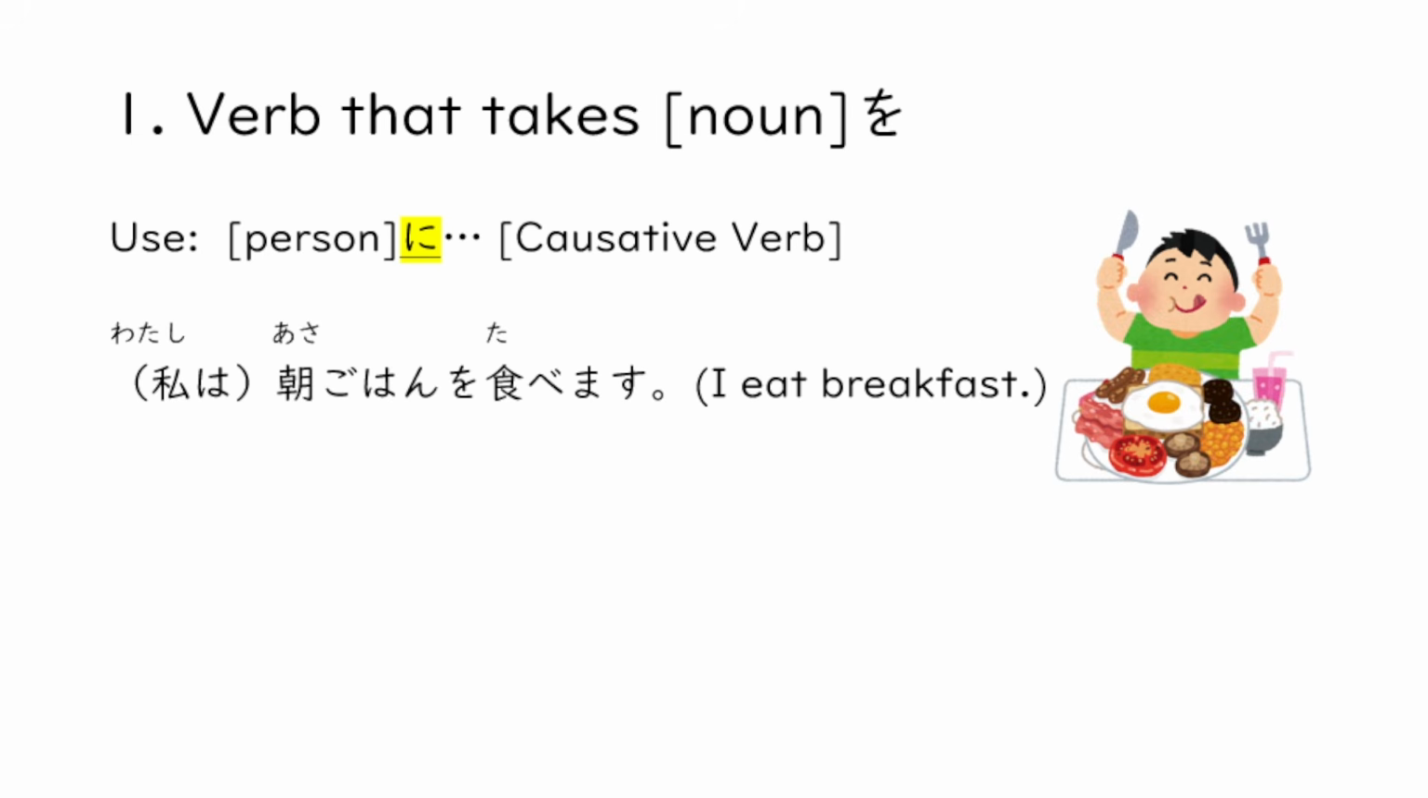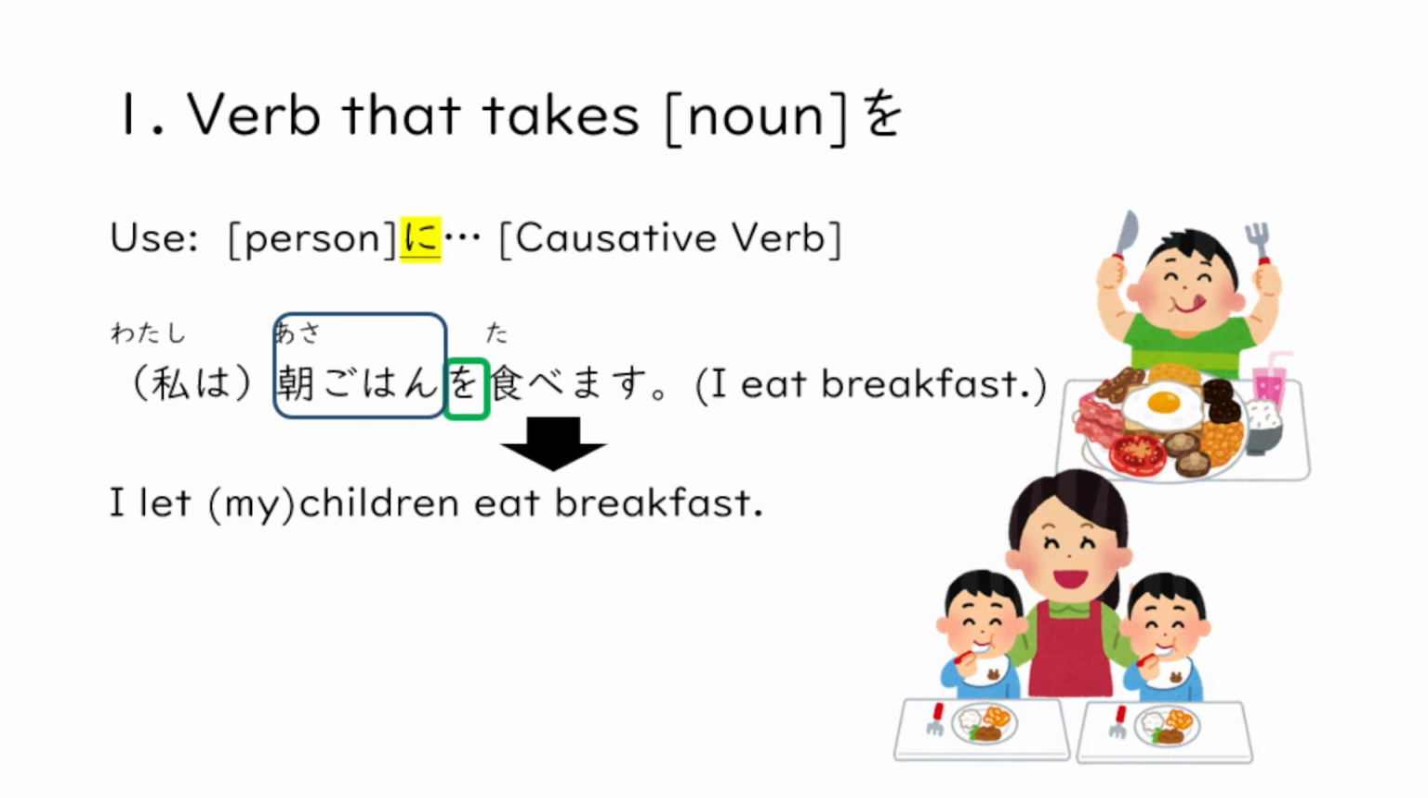朝ごはんを食べます. I eat breakfast. As you can see, the verb 食べる takes the particle o with a noun 朝ごはん as an object. This is the type of verb I'm talking about. What do you do if you want to say, I let my children eat breakfast? First, you change 食べる into its causative form and it becomes 食べさせる.